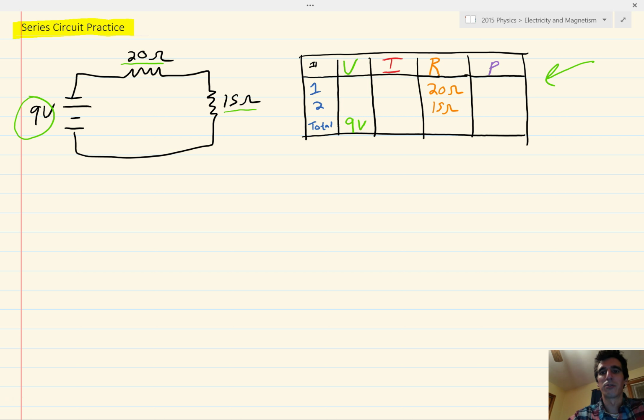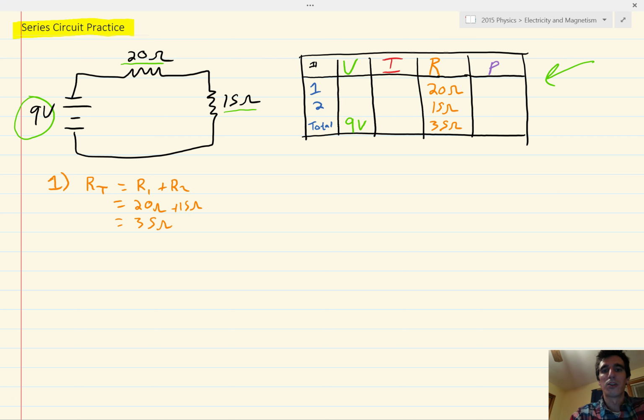From this, we have to figure out what to calculate right away. Since we know R1 and R2, our first step is to calculate R total. So we look at the relationship in our reference table for resistance in a series circuit, and R total is equal to R1 plus R2. In this case, 20 ohms plus 15 ohms gives us 35 ohms. So R total, 35 ohms.